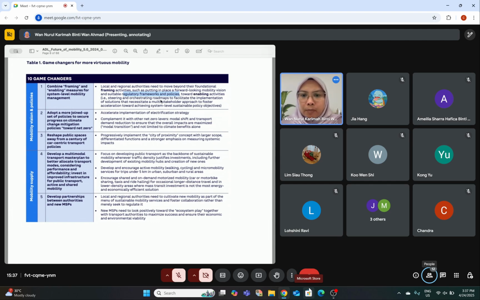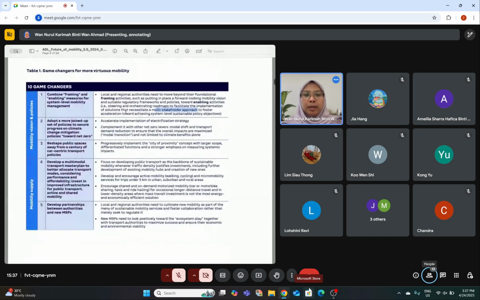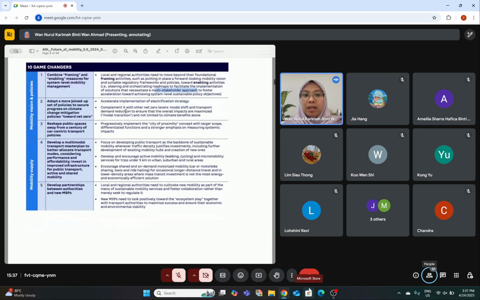A multi-stakeholder approach. So these are the key terms that you want to find, and if you get a report like this, it will make your life a bit easier, because you don't really have to read. You have to read, but this is very helpful for your own study, because you can just take from the summary the key 10 game changers, basically the factors and trends that could affect the future of mobility 5.0.